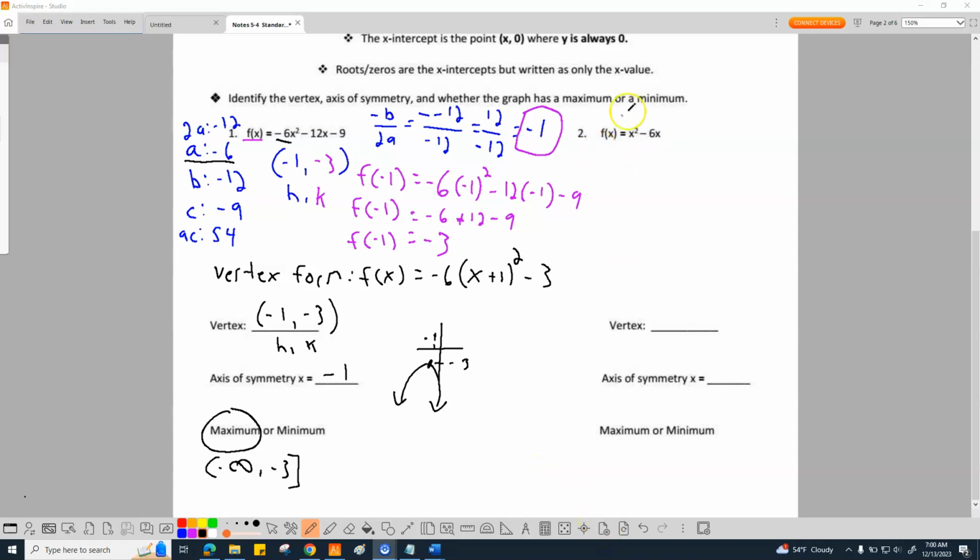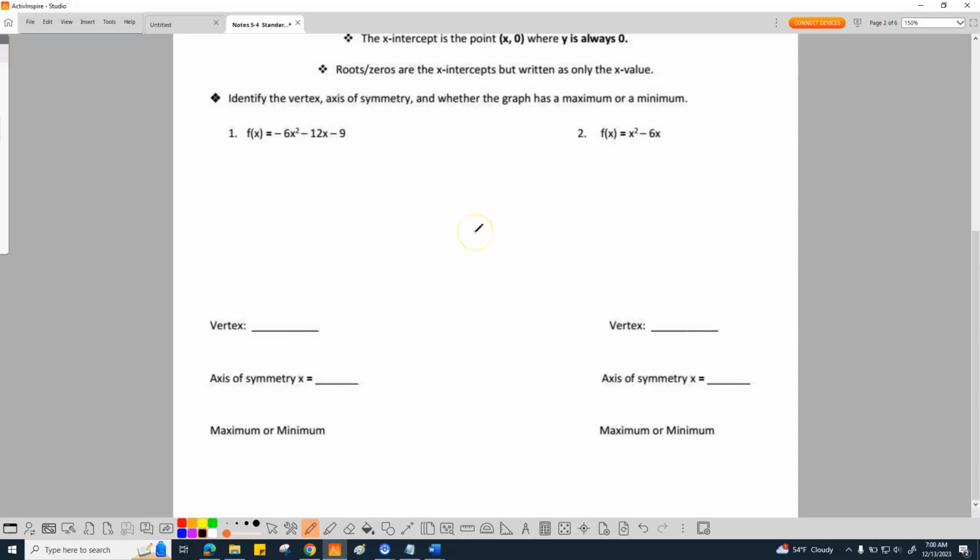I'm going to go ahead and clear my screen to give me more work space on problem 2. So problem 2, let's get this going. I'm going to change to blue ink, and let's go ahead and label this stuff.